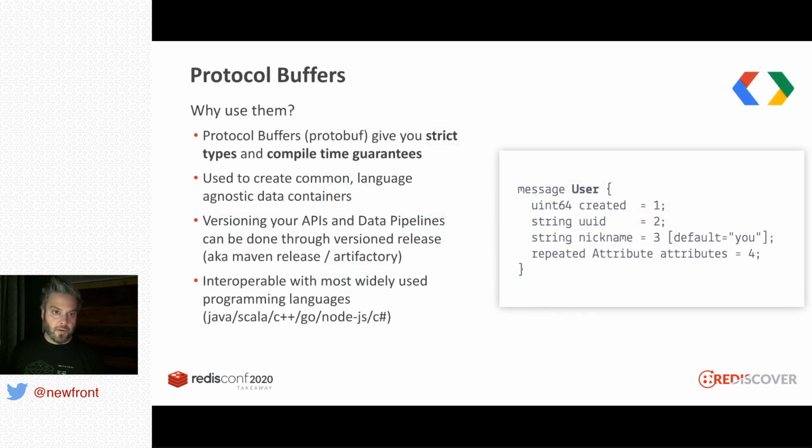So starting off with Protobuf. I was just talking about the language agnostic format. So we take a look at this message User. We have a created time. uint64 is basically just a long value, so we have a timestamp. We have a user ID, a simple nickname with a default, and then some kind of attribute.